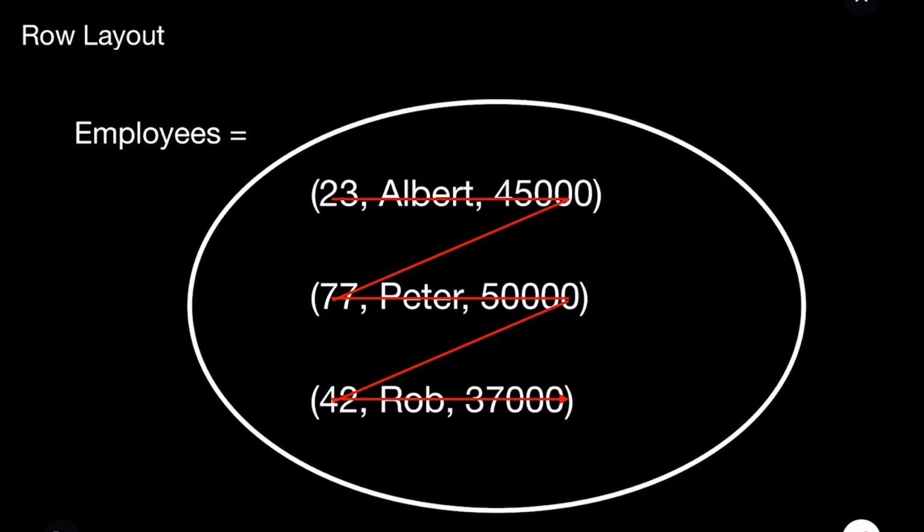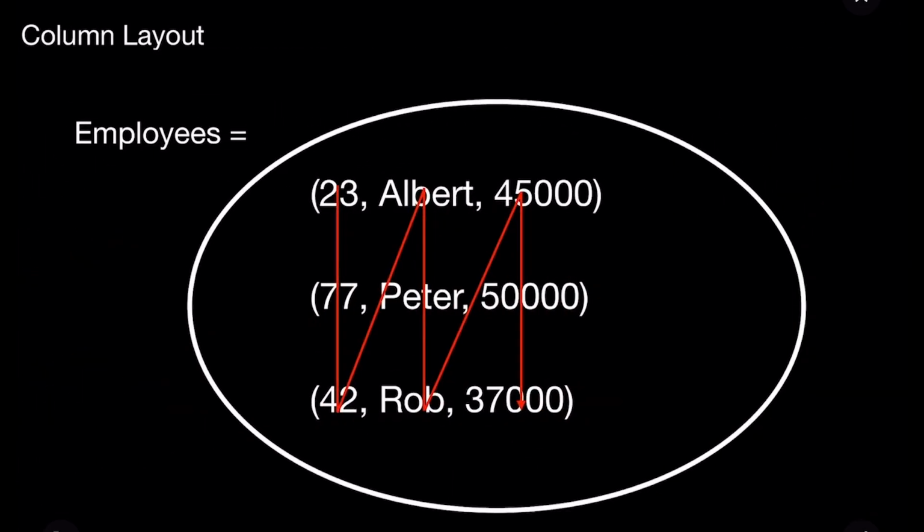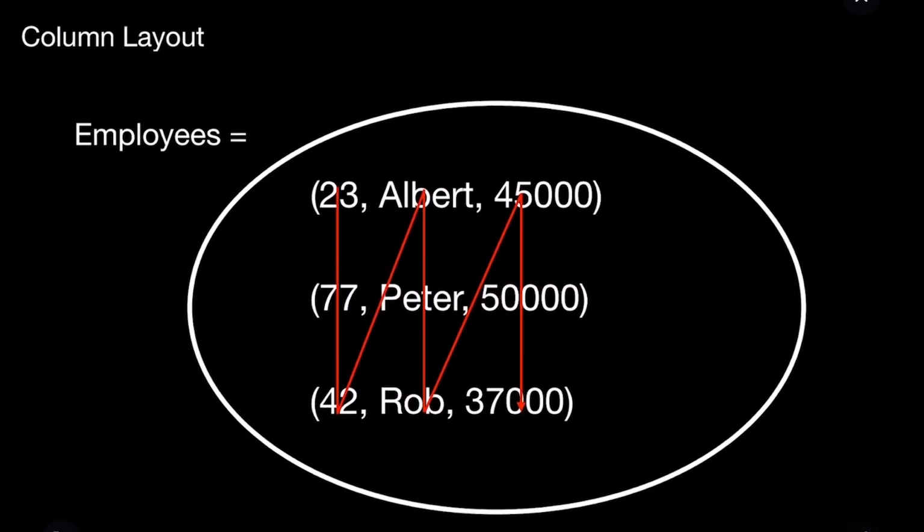So adding a column here, meaning changing the schema, is way more awkward, whereas in the column layout, it's a piece of cake. You add it here, basically, zack, new column.